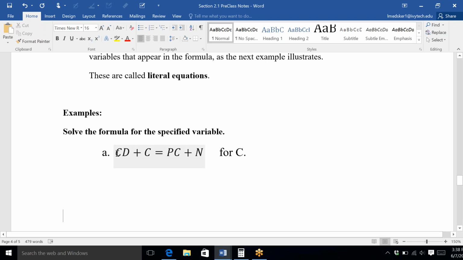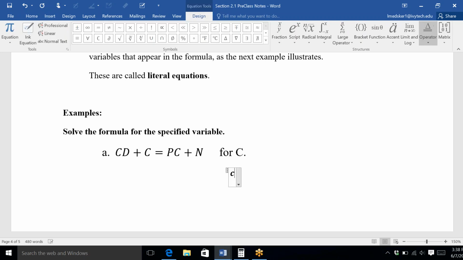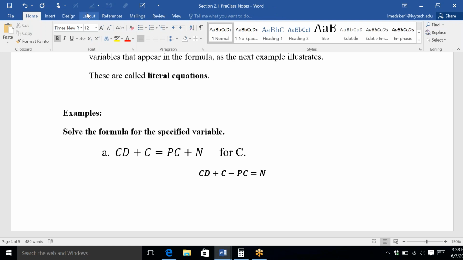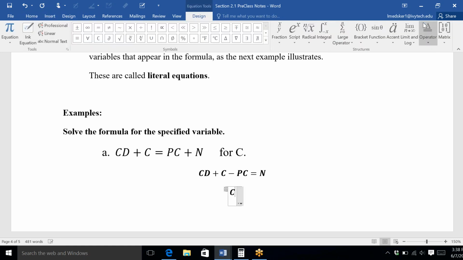So notice this says take this equation or formula and solve it for the letter C. To solve for something, you have to have all of that letter on the same side. So my first step here would be to move the PC over to the other side with the other term. So I'm going to subtract it over to the left side. Now everything on the left has the letter C. The reason we want to do that is because now that everything on the left side has a C, you can pull it out like a GCF.